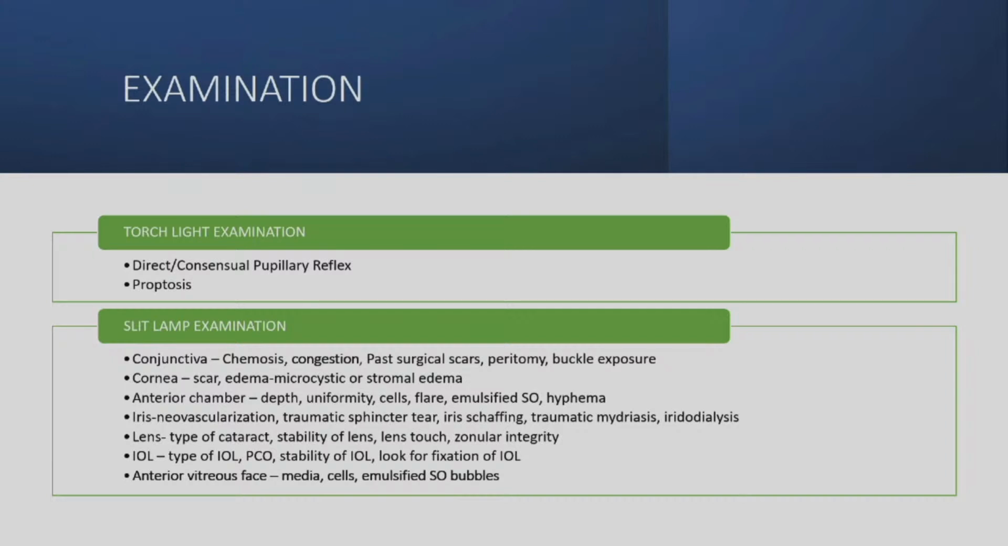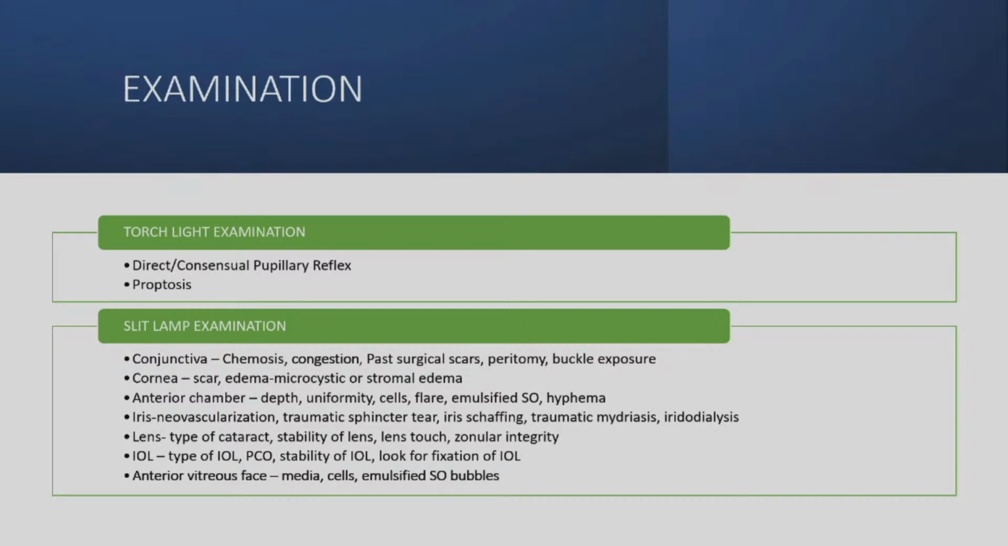Now coming to slit lamp examination, you should always start from the conjunctiva. Us retina people, we most of the time don't see the anterior segment. Only if we see some media haze, we come back and see what is there in the anterior segment. But it's always vital to see what is there in the anterior segment, and it starts with the conjunctiva.